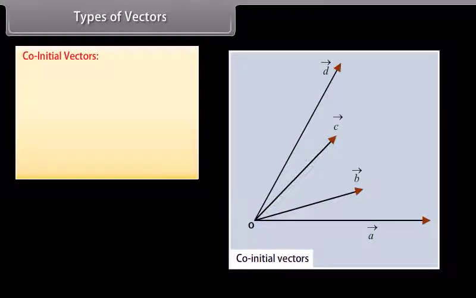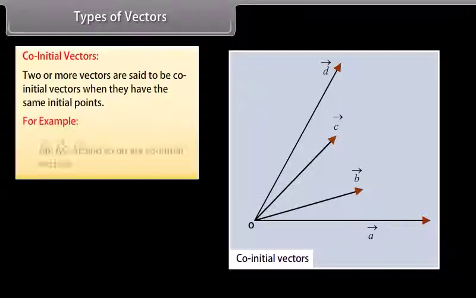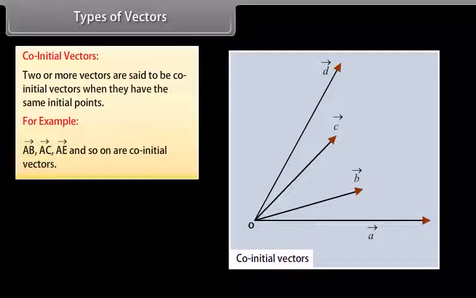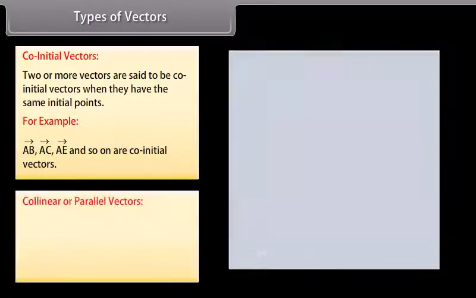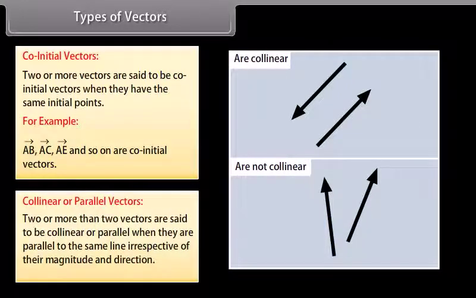Co-initial vectors. Two or more vectors are said to be co-initial vectors when they have the same initial points. For example, vectors AB, AC, AE and so on are co-initial vectors. Collinear or parallel vectors. Two or more vectors are said to be collinear or parallel when they are parallel to the same line irrespective of their magnitude and direction.